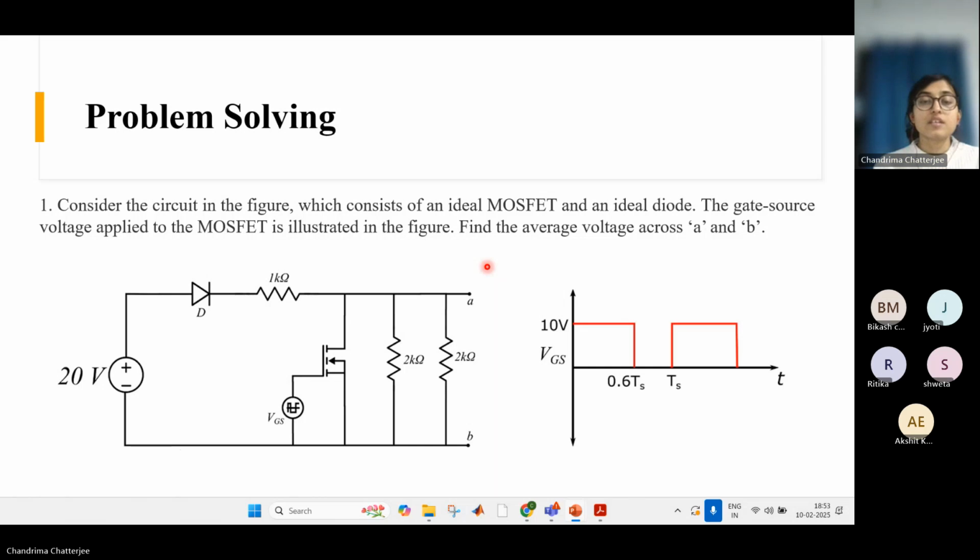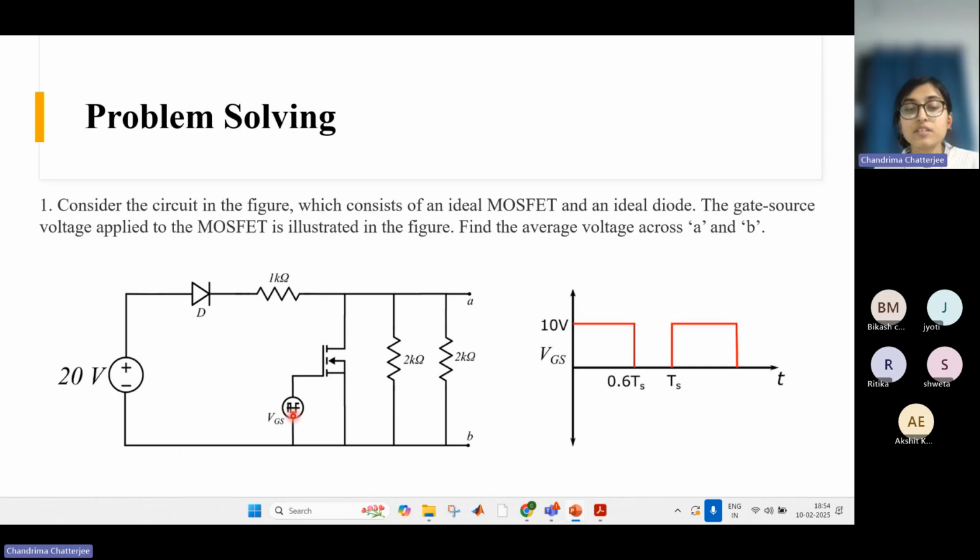The first problem is: consider the circuit in the figure which consists of an ideal MOSFET and an ideal diode. The gate to source voltage applied to the MOSFET is illustrated in the figure. Find the average voltage across A and B. There is this voltage source, and then there is this diode, a resistance, and here there is a MOSFET, ideal MOSFET, they have told.